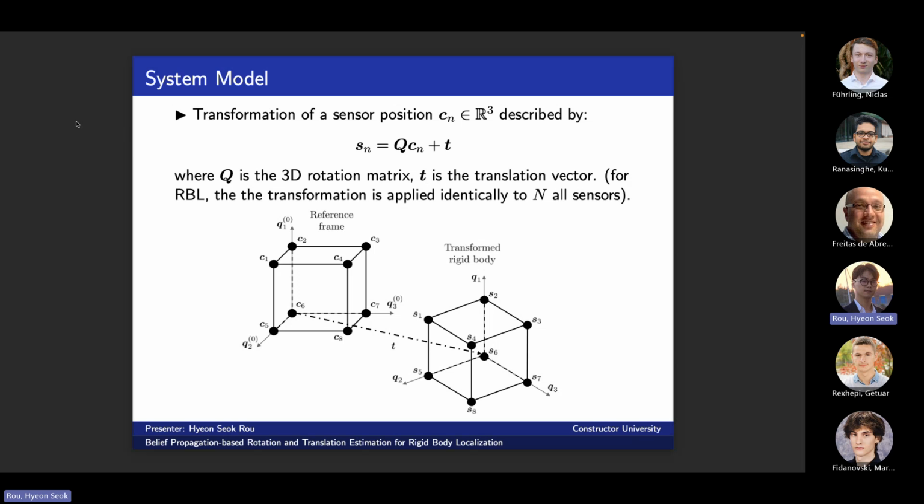We denote each sensor as vector C of n, the nth sensor. This sensor is composed of three parameters, the 3D locations in Euclidean space. The rotation matrix denoted by Q is a 3 by 3 rotation matrix, parameterized by the three angular rotations in the X, Y, Z axes respectively. The vector T is the 3D translation vector in the X, Y, Z axes. The transformed sensor position, denoted by S of n in the first equation, is given by the multiplication of the 3D rotation matrix with the original position, plus the translation T. It is important to note that because it is a rigid body, the sensor conformation is fixed, so the 3D rotation and the 3D translation are applied identically to all n sensors. This can also be written in matrix form, as will be seen later.